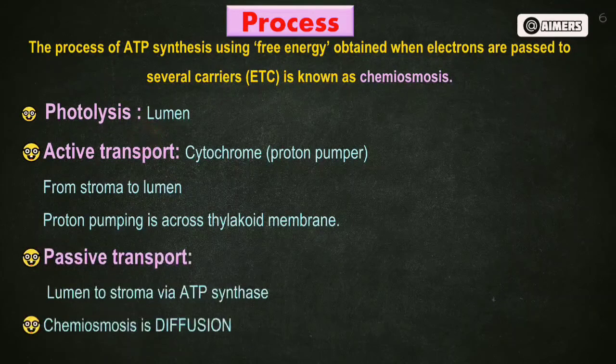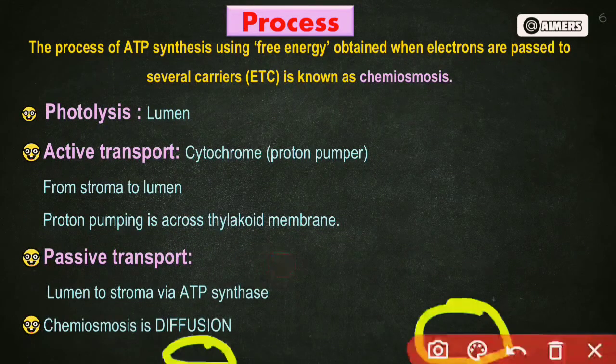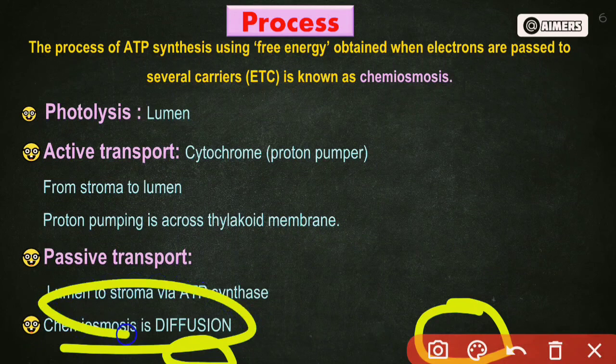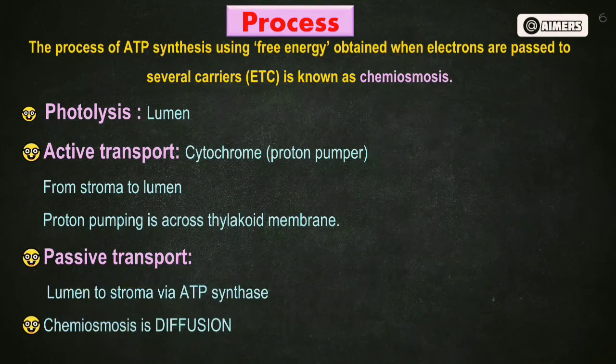And do remember one point, that the process of chemiosmosis is basically the passive transport of H positive ions from lumen to stroma. Okay. This is basically the point from where chemiosmosis takes place. So chemiosmosis is a type of diffusion. Do remember this, as osmosis is also diffusion. So chemiosmosis is also a type of diffusion.